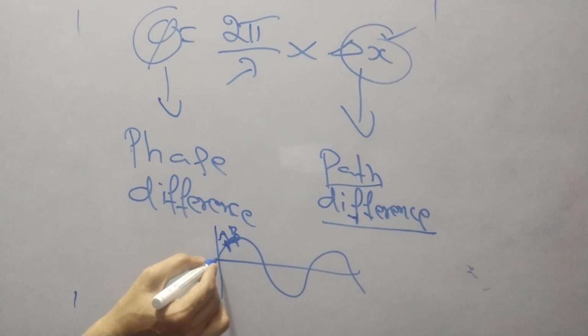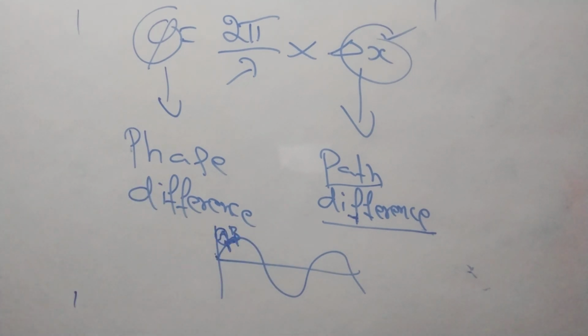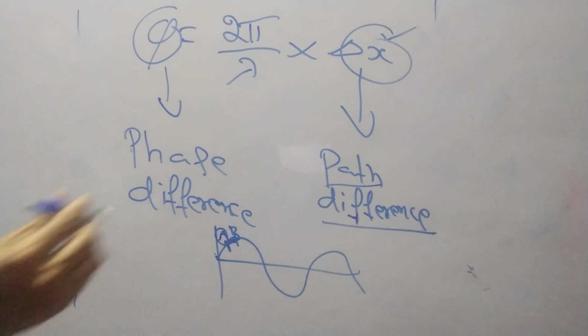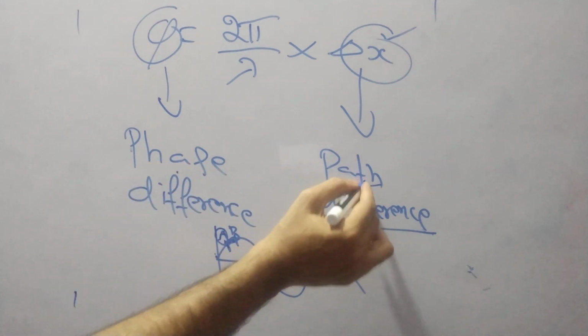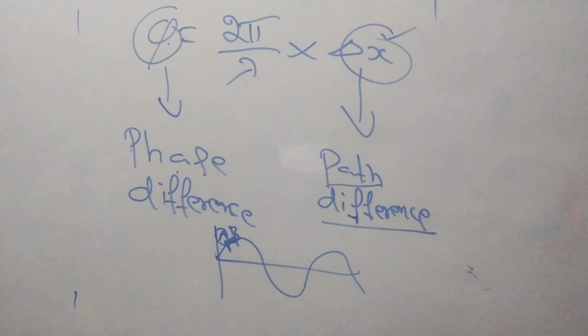Now point A is close to the starting point of the curve. Point B is away from it. So A is the leading point. Now we got the formula for phase difference, the phase difference with respect to path difference: phi equal to 2 pi by lambda into delta x.